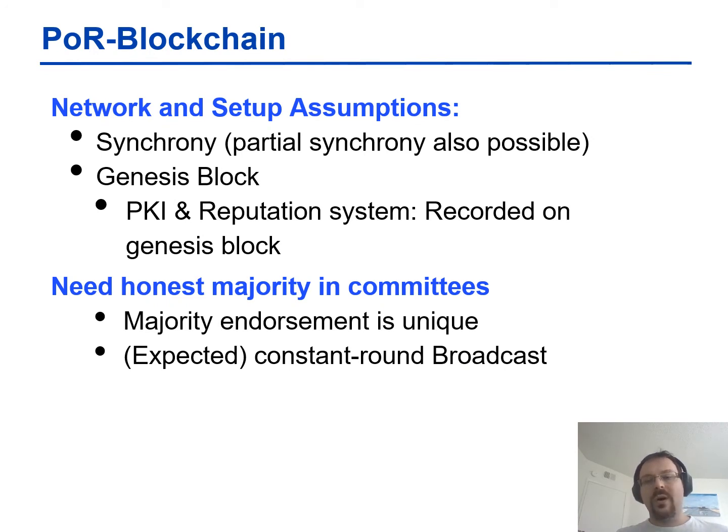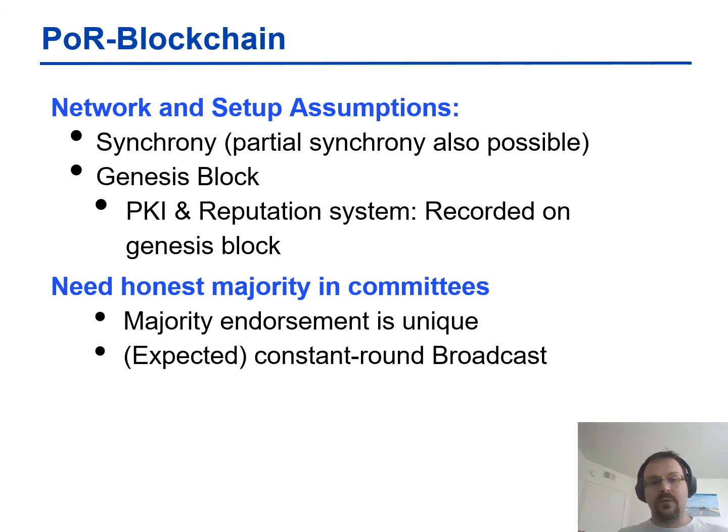Now, what are the assumptions that we need for this protocol to work? On the network side, we actually assume synchrony. This is in the paper. We can actually remove synchrony and replace it with partial synchrony, which is pretty standard, but this analysis is not there. And we also assume the common knowledge of the genesis block as usually, which includes the keys of the parties and the reputation system that describes the reputation of each party, so that we do the lottery in the way I'm going to describe in the next slides.